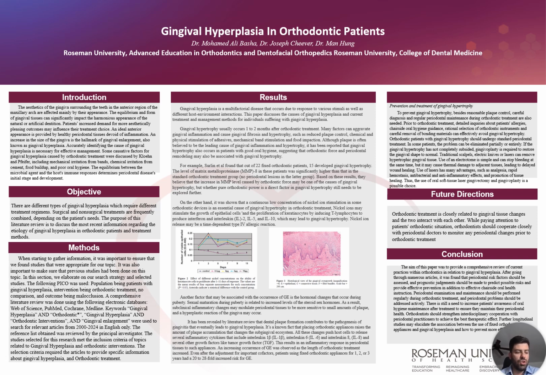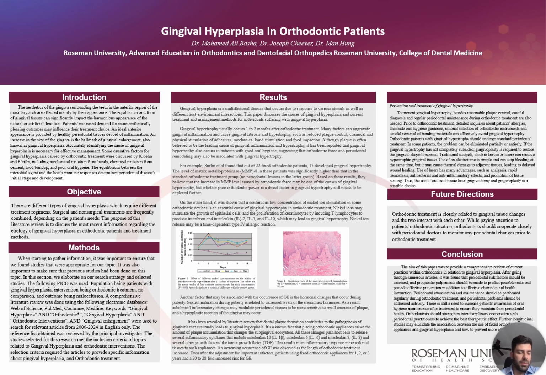The aesthetic of the gingiva surrounding the teeth in the anterior region of the maxillary arch are affected mainly by their appearance. The equilibrium of the form of gingival tissues can significantly impact the harmonious appearance of the natural or artificial dentition. Patients' increased demand for more aesthetically pleasing outcomes may influence their treatment choices. An ideal anterior appearance is provided by healthy periodontal tissues devoid of inflammation.